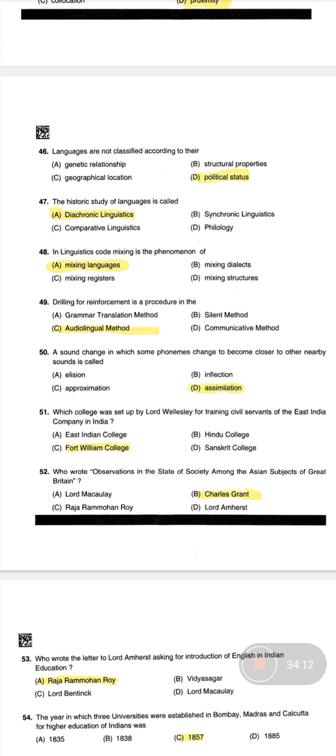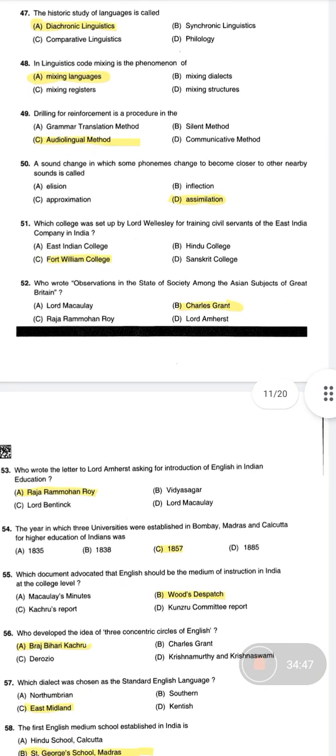Okay. Drilling for reinforcement is a procedure in the audiolingual method. Audiolingual method is drilling for reinforcement. Okay. Audiolingual method. Question number 50. A sound change in which some phonemes change to become closer to other nearby sounds is called assimilation. Assimilation, keep in mind, phonemes change to become closer to other nearby sounds. Okay, assimilation.